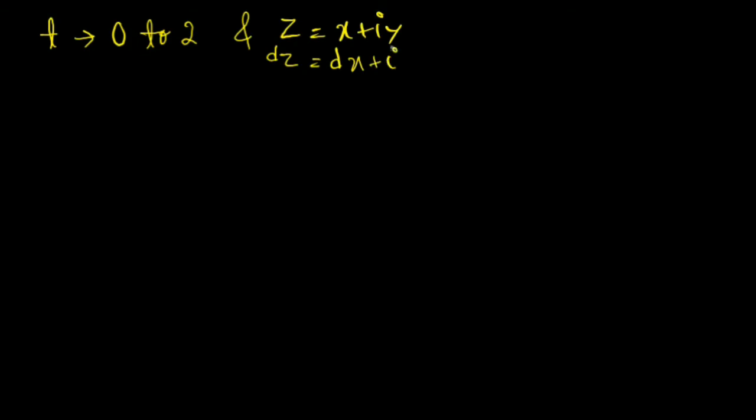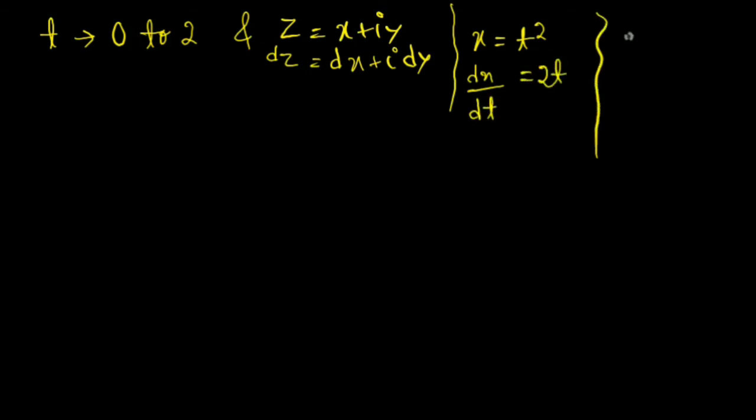Okay, so we got the limit for this integral, that is t going from 0 to 2. Now we know that z = x + iy, so dz = dx + i dy. Now we know that x is equal to t squared, so dx/dt = 2t, and y = t, so dy/dt = 1.